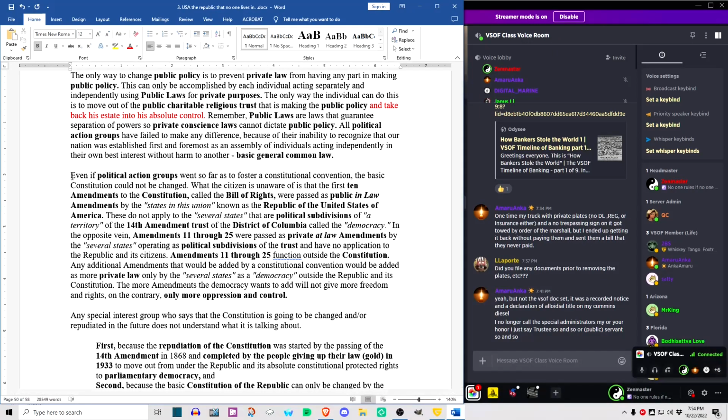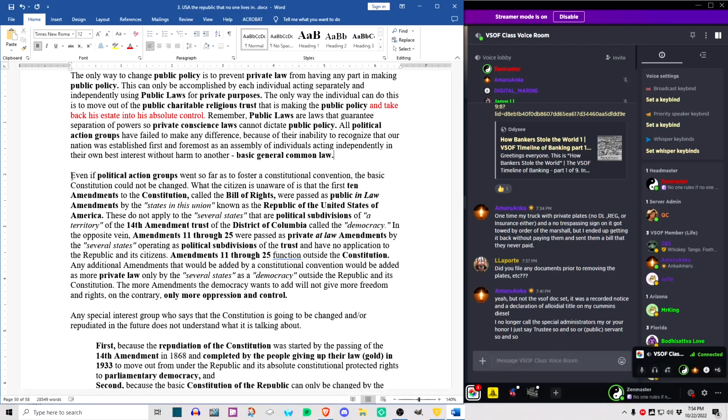What the citizen is unaware of is that the first 10 amendments to the Constitution, called the Bill of Rights, were passed as public, in-law amendments by the states of this union, known as the Republic of the United States of America. These do not apply to the several states, meaning the political subdivisions, the territories, the conquered territories, as they were, of the 14th Amendment Trust of the District of Columbia, called the Democracy. Right, so I know that was a lot of verbiage in there, but it's basically the separation of what was above in the chart.